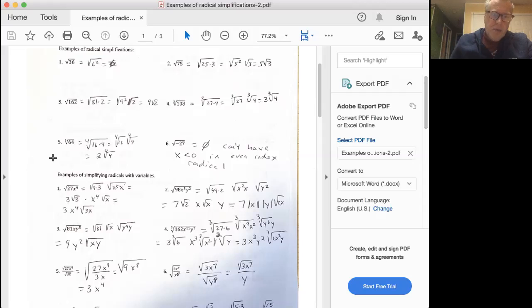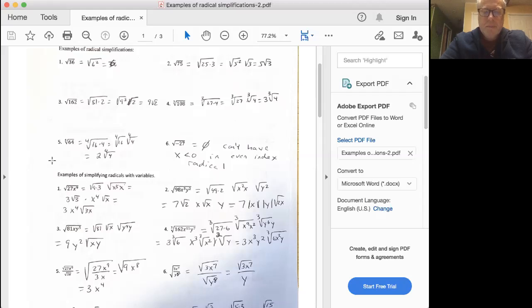So in number 5, we have a fourth root. So the fourth root of 64. We're going to do the same idea. We're going to look for perfect fourth powers. So a perfect fourth power would be 16, which is 2 to the fourth power. So the fourth root of 16 times the fourth root of 4 will be 2 from the fourth root of 16. And then again, I can't do anything with the fourth root of 4 because 4 is not a perfect fourth power.